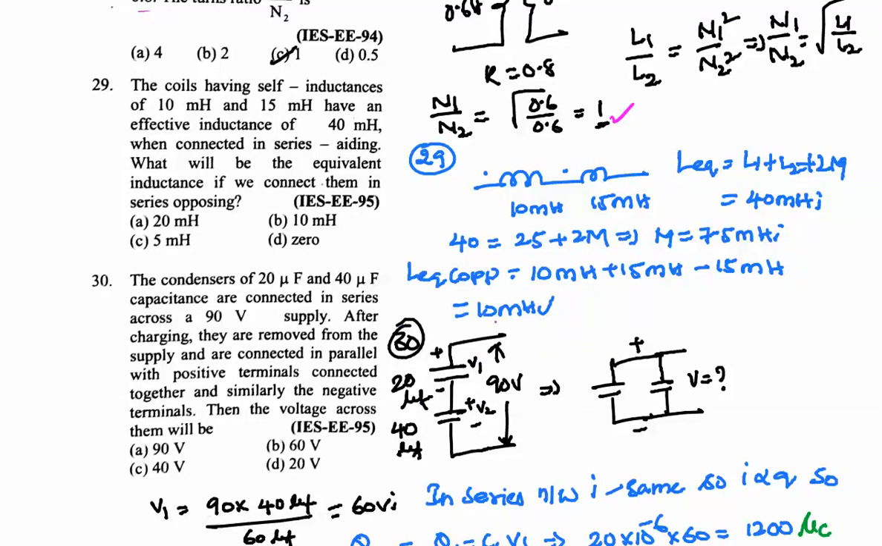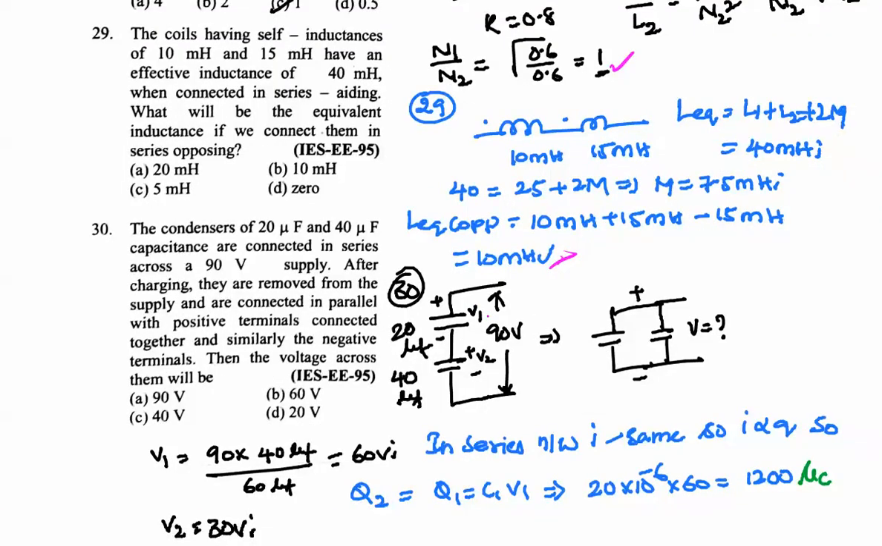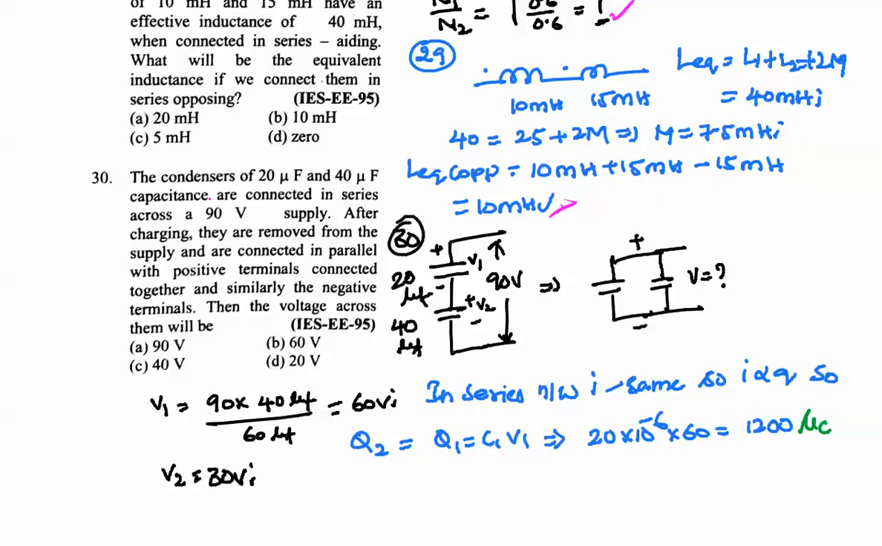And next question. Two condensers, that is capacitors of 20 microfarads and 40 microfarads are connected in series across a 90 volt supply. After charging, they are removed from the supply and they are connected in parallel with the positive terminals connected together, and similarly negative terminals are connected together. Then what will the voltage across them be?